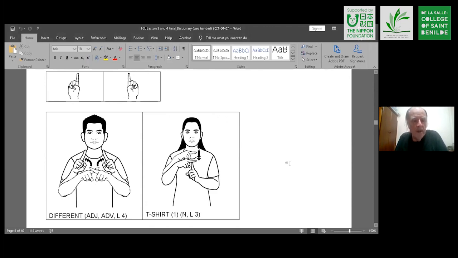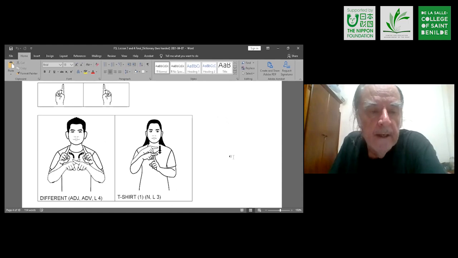Okay, so now what you need to do for this one is go in and look at the palm orientation of the dominant hand and see if that's sufficient to distinguish these two signs. If it's not sufficient, then you need to add the finger orientation of the dominant hand. But if the palm orientation is sufficient, and I think it will be, then you don't need to add the finger orientation of the dominant hand.